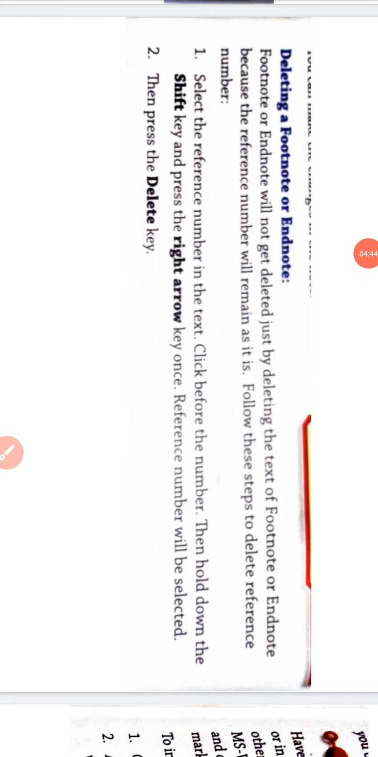Deleting footnote or endnote. Footnote or endnote will not get deleted just by deleting the text of a footnote or endnote, because the reference number will remain as it is. The following are the steps to delete reference number. Step 1. Select the reference number in the text. Click before the number. Then hold down the shift key and press the right arrow key once. Reference number will be selected. Step 2. Then press the delete key.